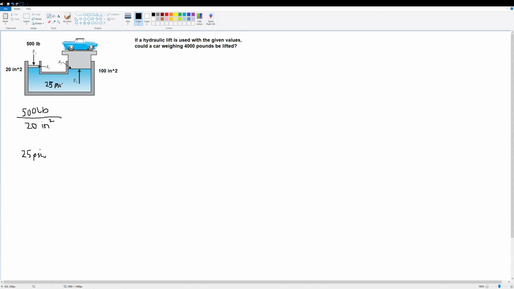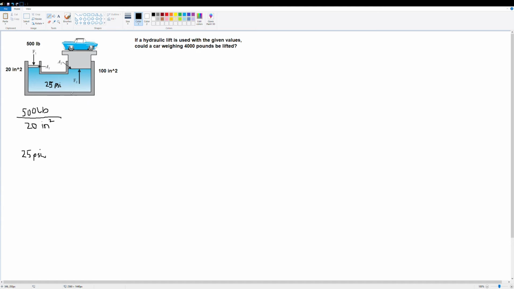The pressure doesn't decrease over here, it doesn't decrease over here. It's 25 psi everywhere. Now, because of this increase in area, I'm going to have an increase in force. So the question is, if a hydraulic lift is used, could a car weighing 4,000 pounds be lifted? Can this F2 overcome this 4,000 pound car? I'm not sure. Let's try it out.